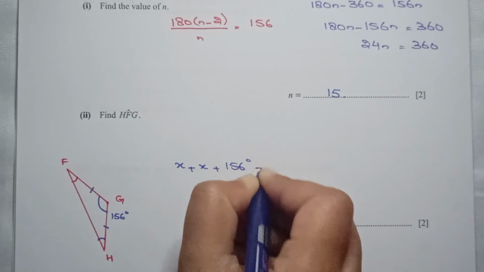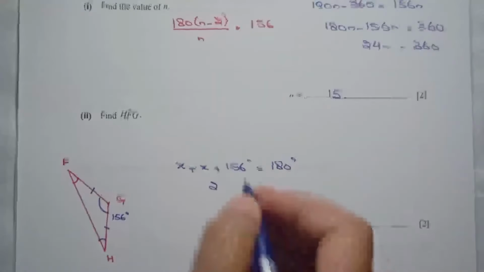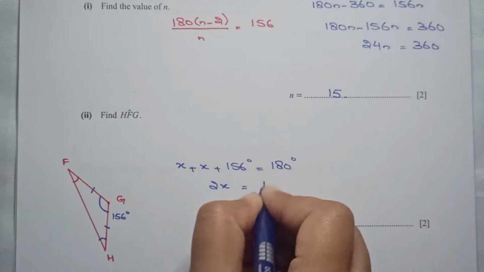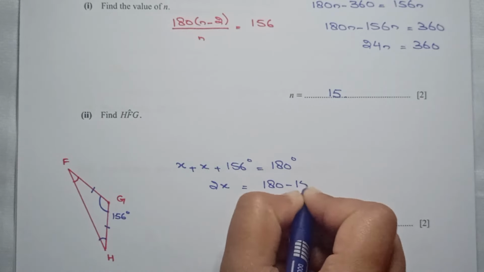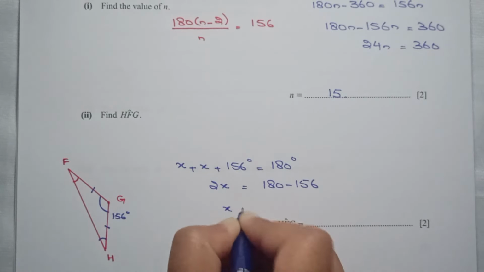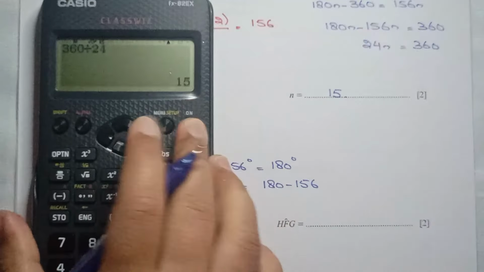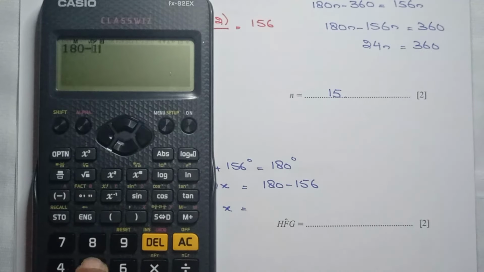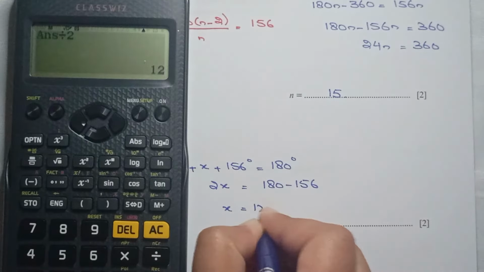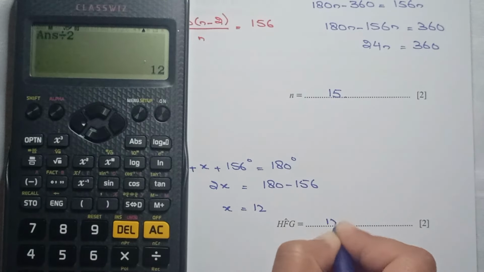x plus 156, the sum of all angles of a triangle is 180. So 2x would be equal to 180 minus 156. So we will get the value for x by dividing by 2. So 180 minus 156 divided by 2, so x is equal to 12. So the angle HFG is 12 degrees.